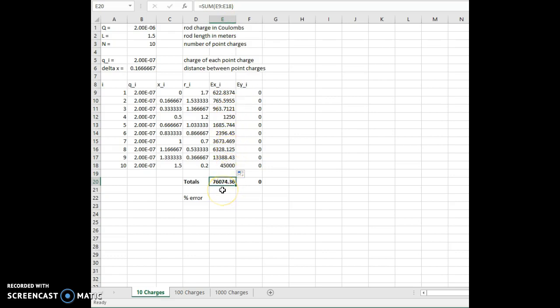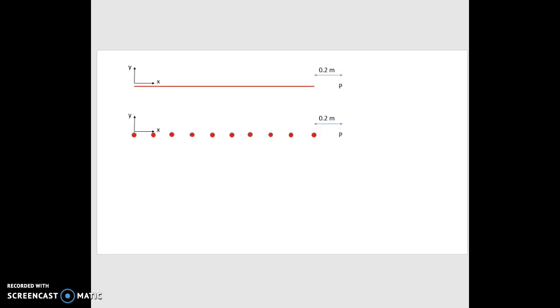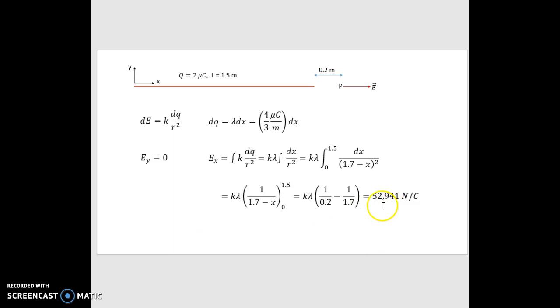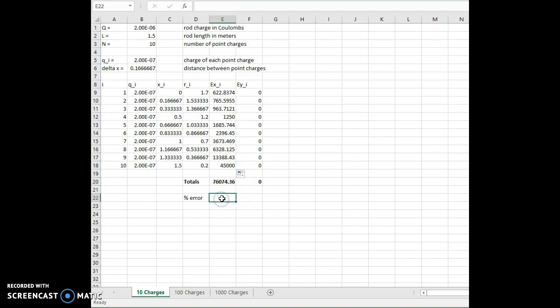And I get 76,074 newtons per coulomb. Well, that's sort of in the ballpark, but it's not great. We found, doing the integral by hand, that we should get 52,941 newtons per coulomb. So let me go back and find a percent error here. So my calculated value, 52,941 minus my expected value over 52,941. And let me go ahead and multiply that by 100, just so it does show up as a percent. It's about 43% error, which is not great.